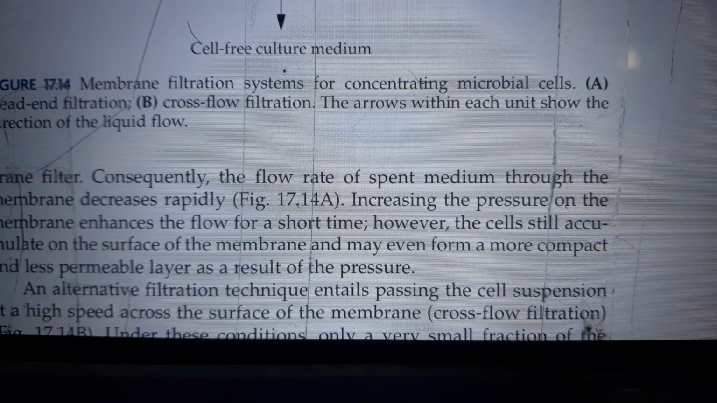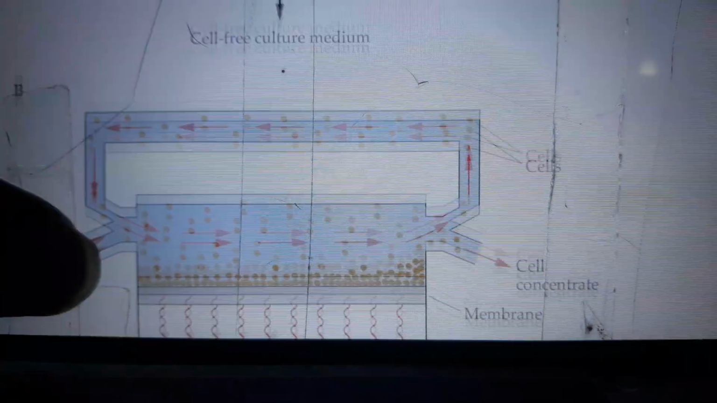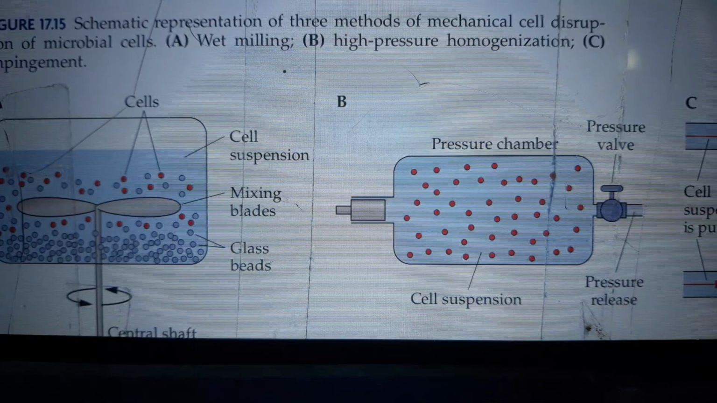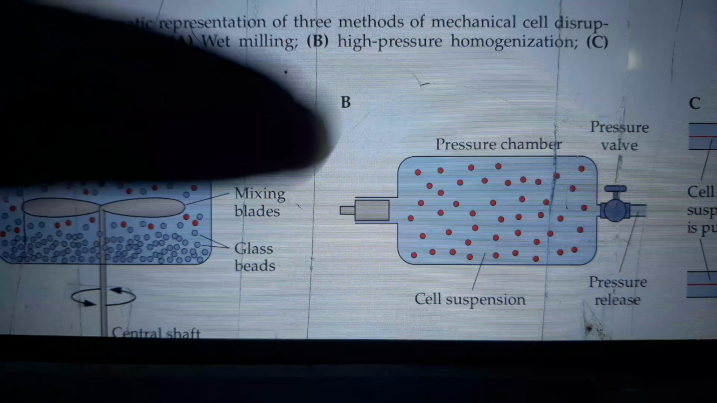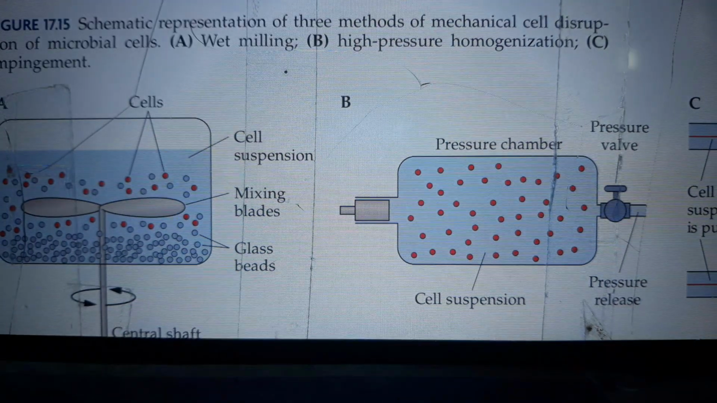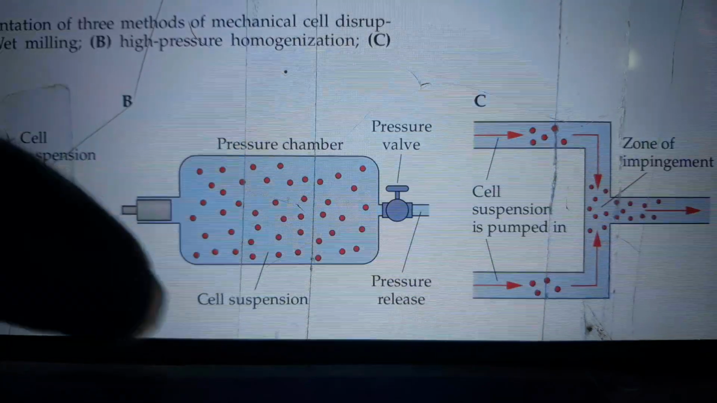This is a membrane filtration system for concentrating microbe cells, as you see here. This is a schematic representation of three methods of mechanical cell disruption of microbe cells: wet milling, high pressure homogenization, and impingement.